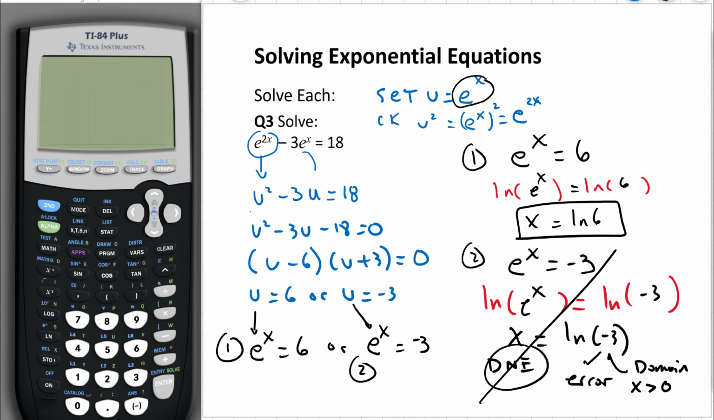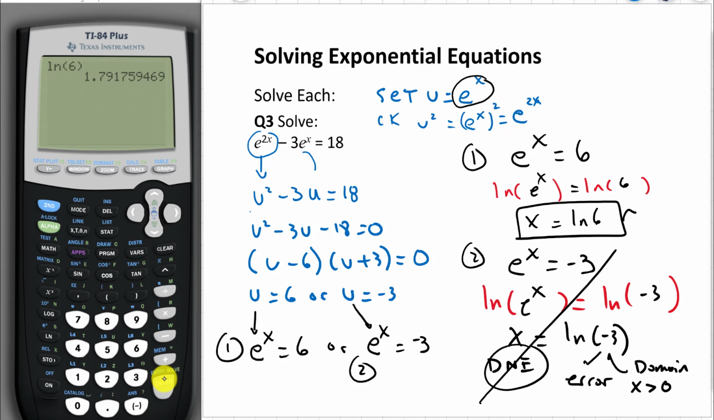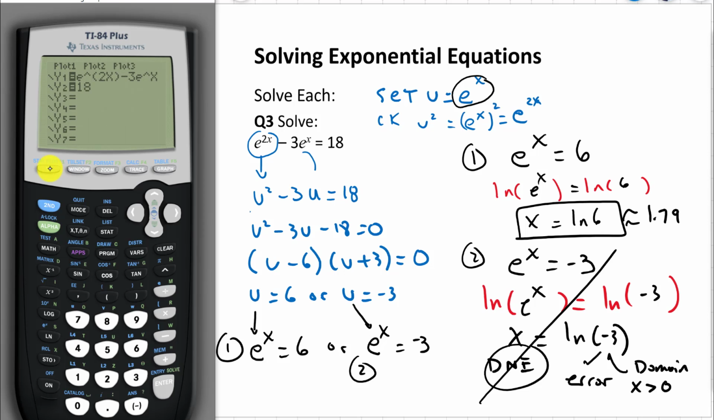Now, I'm kind of curious. This was a very complicated equation. Does that really work? Well, we have a couple ways we can check this. So let's go over to the calculator and check this. Let's do a natural log of 6 just to get a decimal round off. And it's about 1.79. And now let's graph the equation. Now I've already set up the graph just so we can save time a little bit, but you can see I put in e to the 2x power minus 3e to the x power as my left side equation, and 18 is my right side equation.